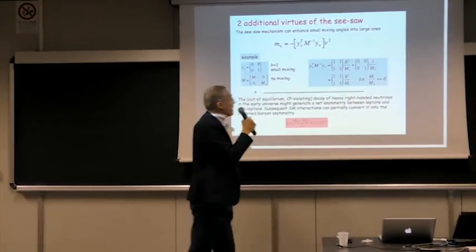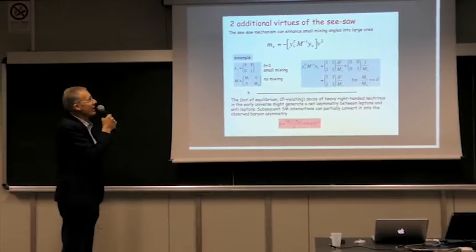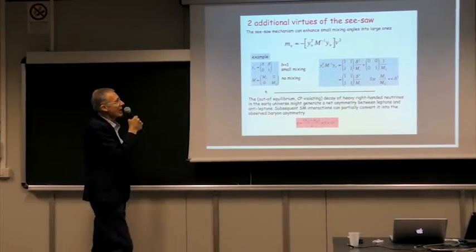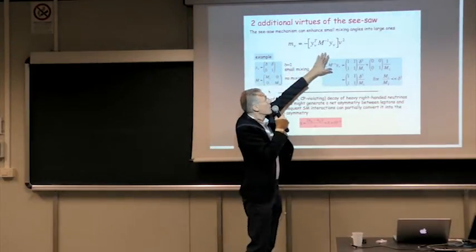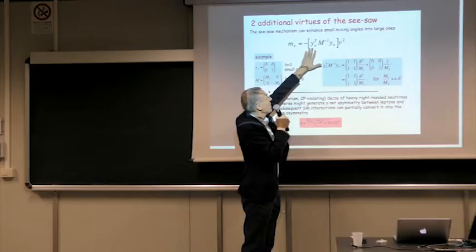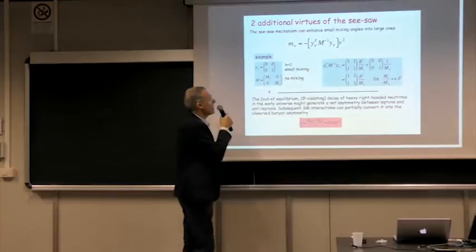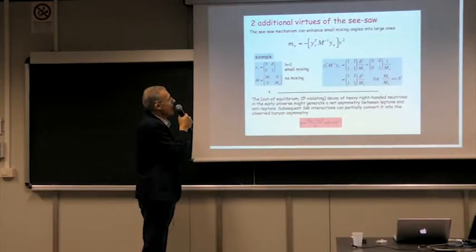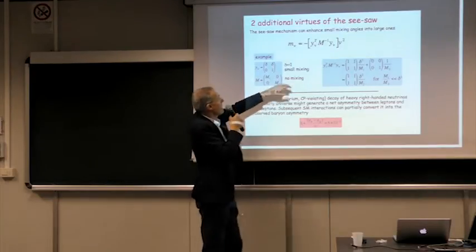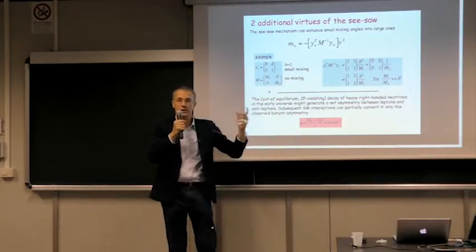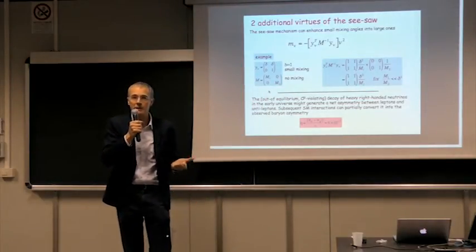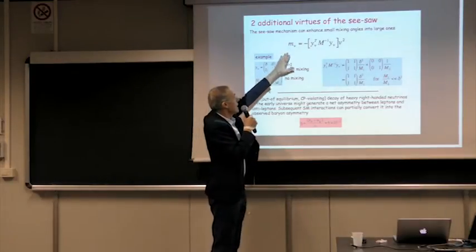Let me add two additional virtues of the seesaw mechanism. In the seesaw mechanism, the light neutrino mass matrix is this combination of the neutrino matrix of Yukawa couplings and of the right-handed neutrino mass matrix. And it is relatively easy to see that it is this combination that, starting from small mixing angles, can produce the large mixing angles that we see at the level of the light neutrinos.